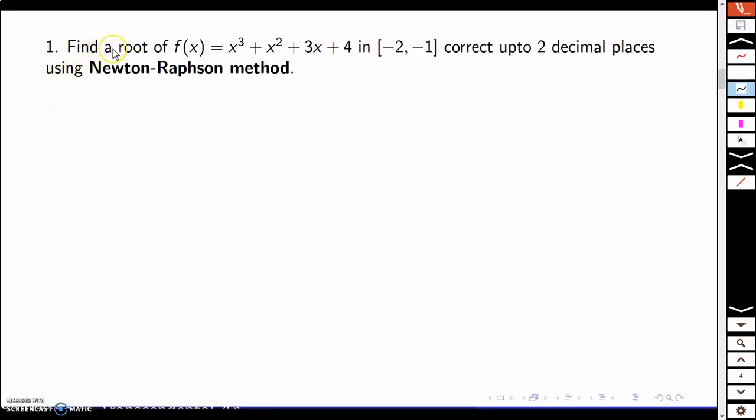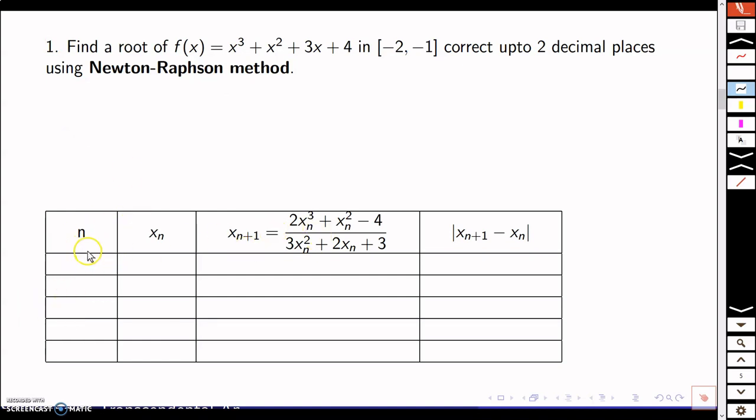This problem says find the root of the function f of x is equal to x cube plus x square plus 3x plus 4 in the interval -2 comma -1, correct up to 2 decimal places using Newton-Raphson method. And the table that we are going to use for this method is this.